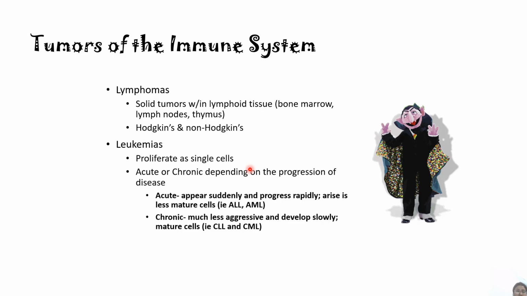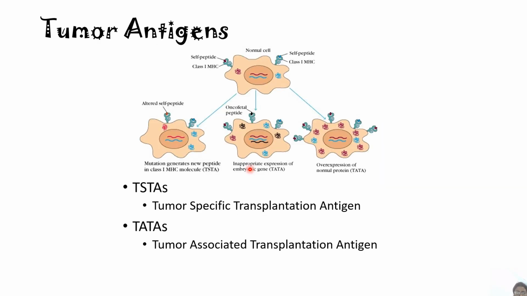Now, lymphomas are solid tumors with lymphoid tissue like bone marrow, lymph nodes, thymus, Hodgkin's and non-Hodgkin's. Leukemias proliferate as single cells, acute or chronic depending on the progression of the disease. Acute leukemias can appear suddenly and progress rapidly, and arise from less mature cells. Chronic leukemia is much less aggressive and develops slowly, with mature cells.